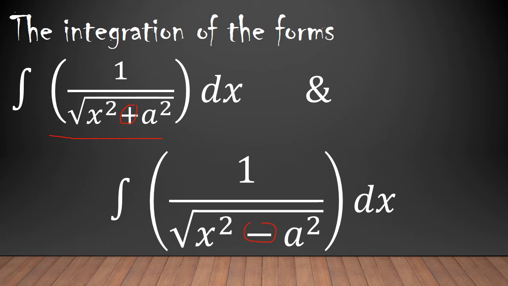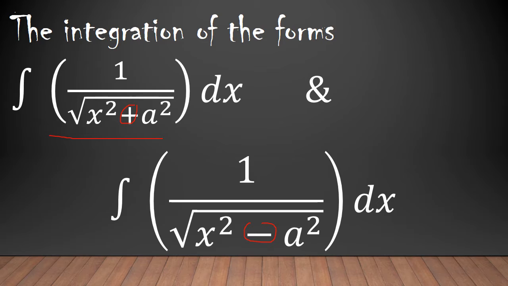Okay, so the integration of these forms. You are given this kind of question: integrate 1 over the square root of x squared plus a squared dx. If you see this kind of form, this is what we are calling special. Again, if we negate this part, you have the integration of 1 over the square root of x squared minus a squared dx. If you have these two, we apply the form that we are going to do.